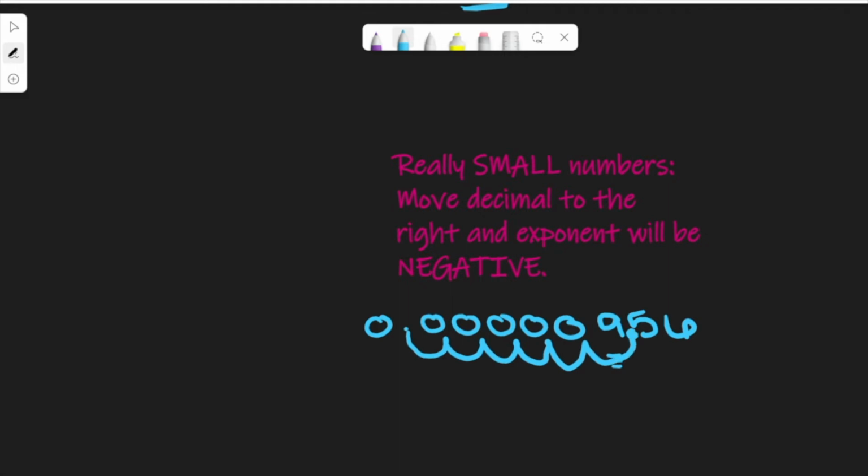Now, because I'm moving my decimal to the right and my number is really small, this means that my exponent is going to be negative. So this is going to be negative 6. So again, to write this, I'm going to have 9.56 times 10 to the negative 6. And that is writing out my really small number in scientific notation.